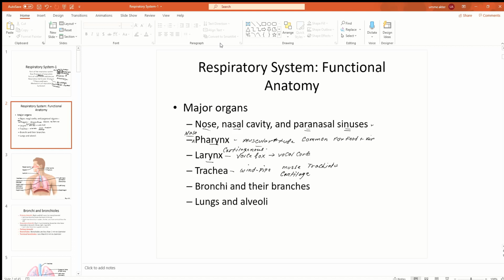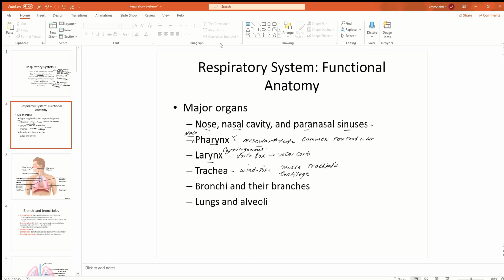Cartilage. Okay, so the trachea is muscle and cartilage. So you see here, the pharynx is muscular, the larynx is cartilaginous, and the trachea is both muscular and cartilaginous.